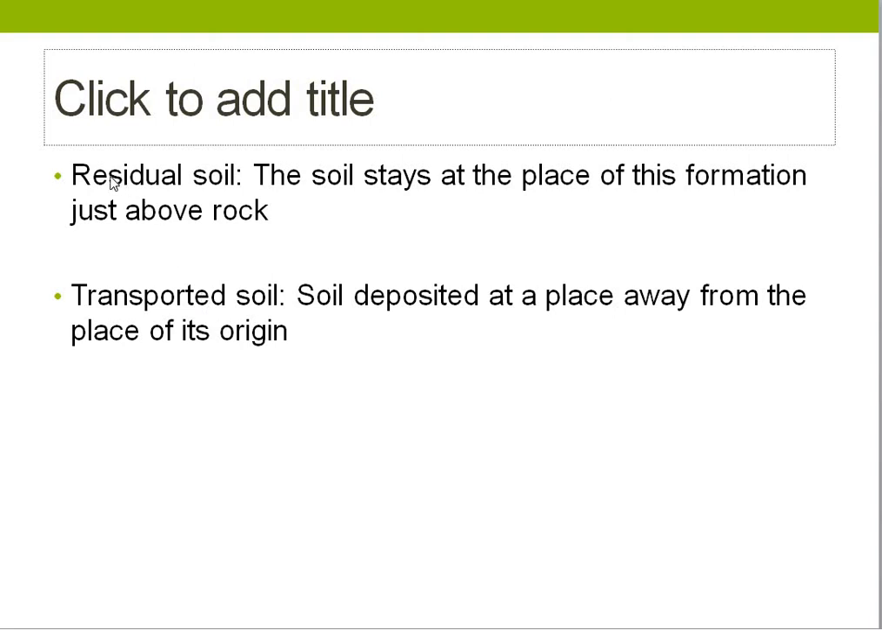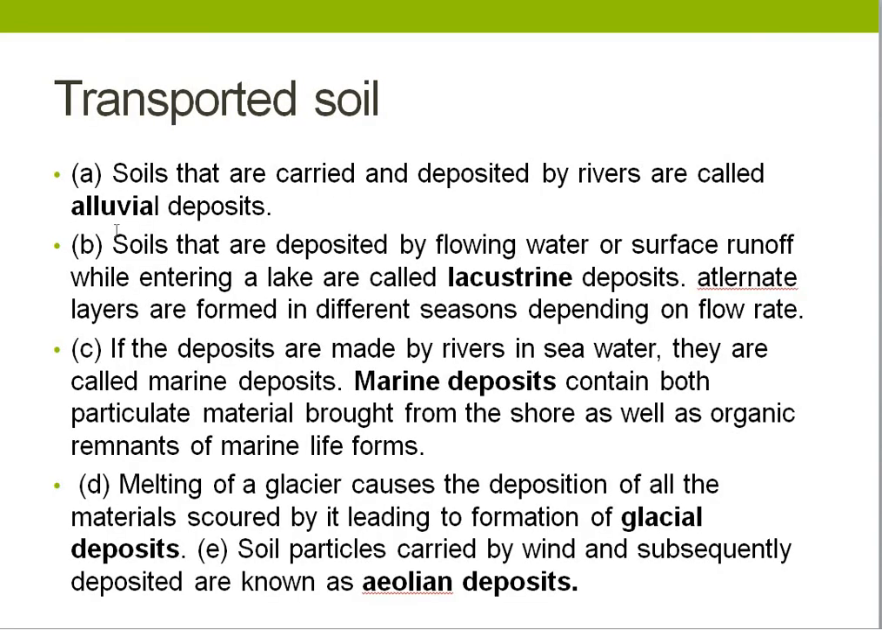What is the difference between them? Residual soil stays at the place of its formation, just above the rock, whereas transported soil is deposited at a place away from its origin. The soil formed near the rock is transported by different agencies like wind, water, etc. to new locations, where it is deposited. This soil is known as transported soil. Let us see the different types of transported soil in the next slide.